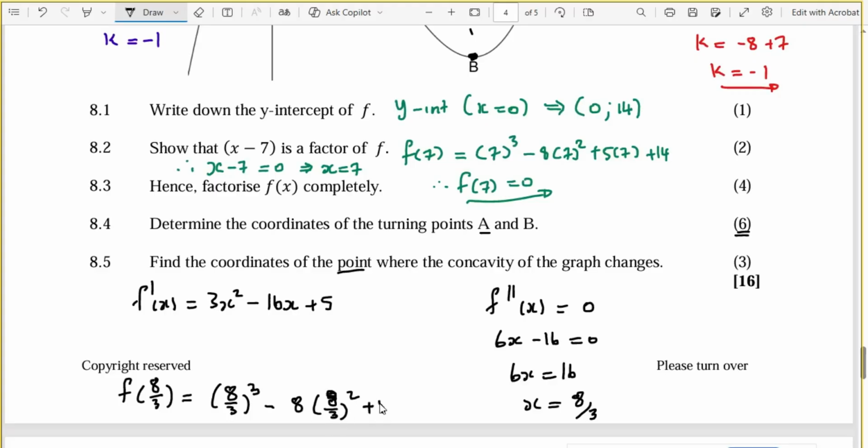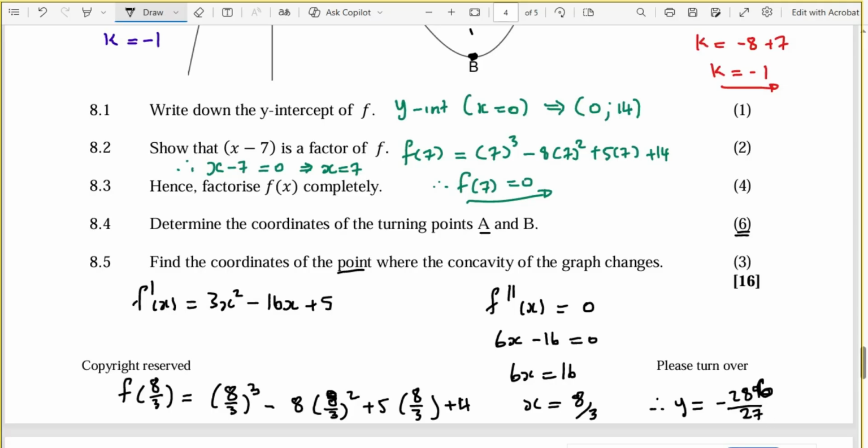Then we add 5 into 8 over 3. Then we add 40. That's going to give us negative 286 over 27. You see, when I'm in an exam and I find this type of answer, I feel like whatever I'm doing is wrong. Yes, sir. Negative 286 over 27. Right, and that's it for this one.